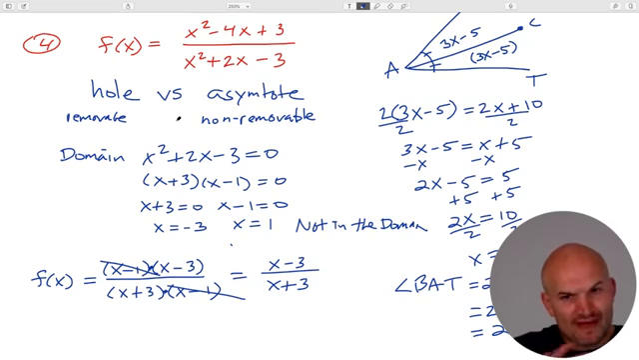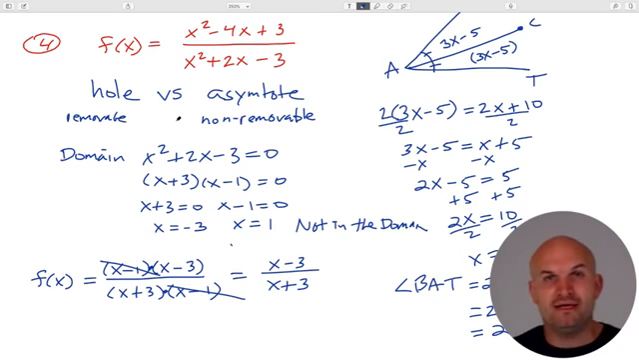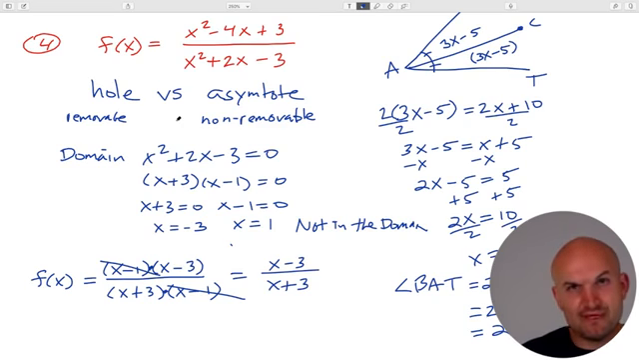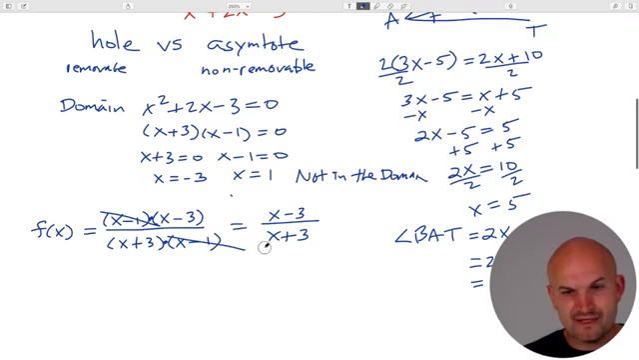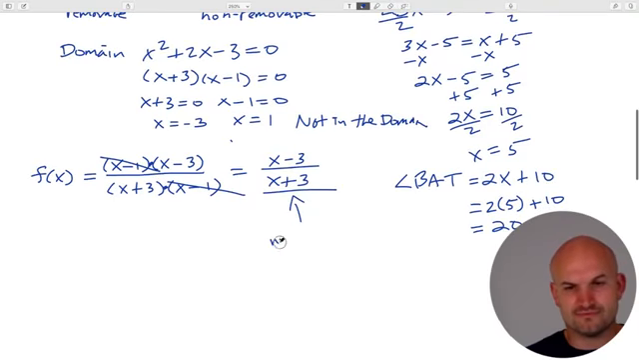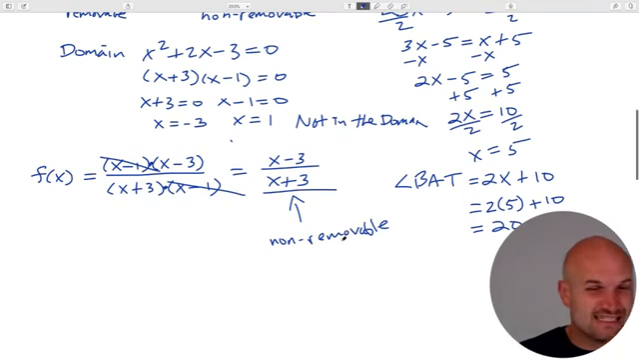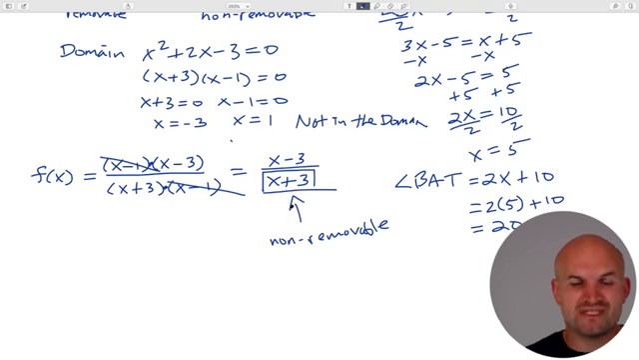Even though it gets simplified and removed, or can be removed, that doesn't mean it's all of a sudden part of the domain. It's still not part of the domain. It can just be removed algebraically. Whereas the non-removable discontinuity is the one that's still in the denominator. This is your non-removable discontinuity. You can't divide that out. You can't simplify that out. It's stuck. x plus 3 is your non-removable discontinuity.